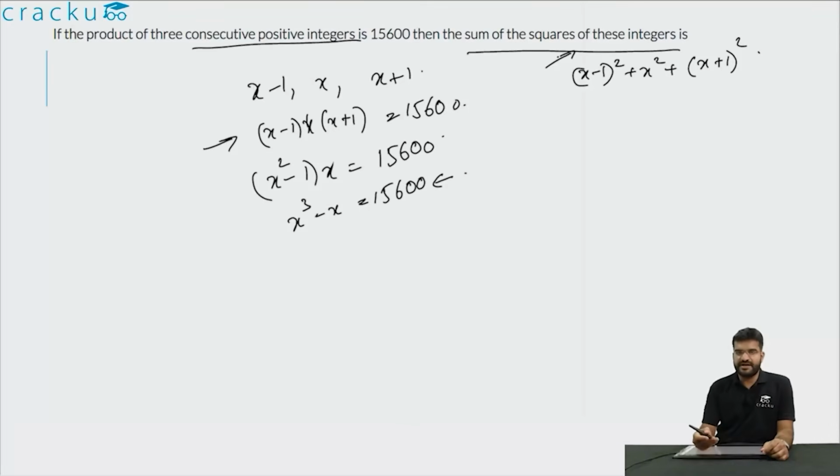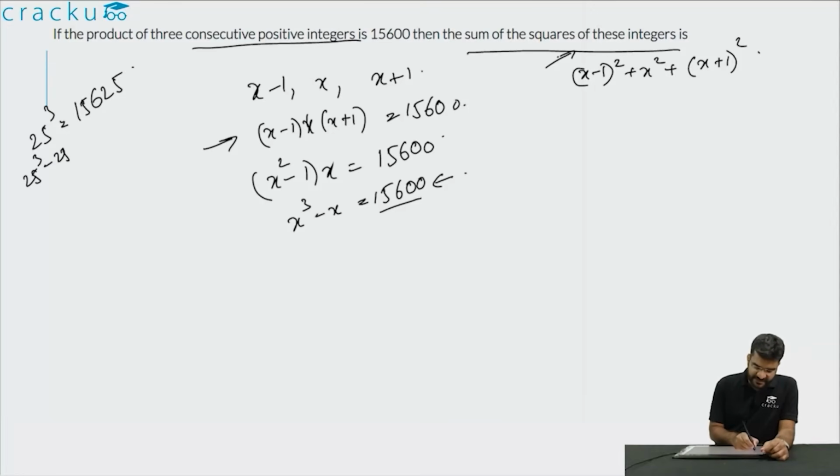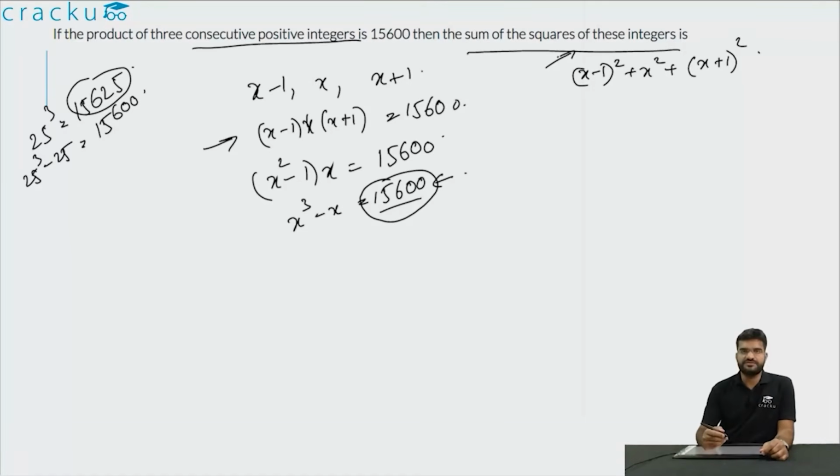Now you can use trial and error to figure out the cube which is closest to 15,600. You can easily find out that 25 cube is equal to 15625, and 25 cube minus 25 will therefore equal 15,600. What we have done is figure out the cubes which are closest to 15,600. We have identified that 25 cube is very close. So 25 cube minus 25 is actually equal to 15,600. So the value of x will be 25.